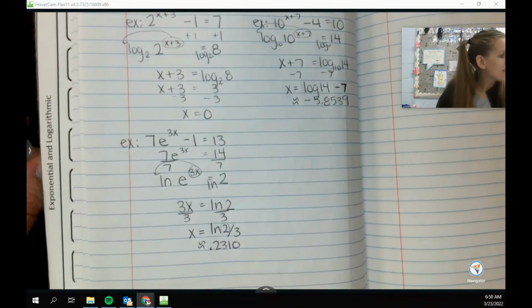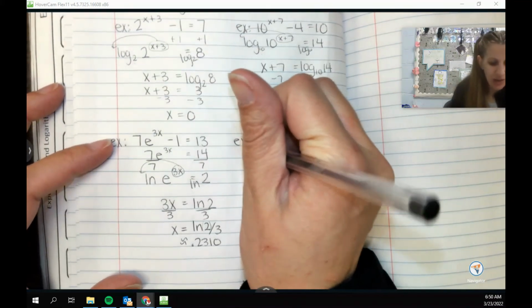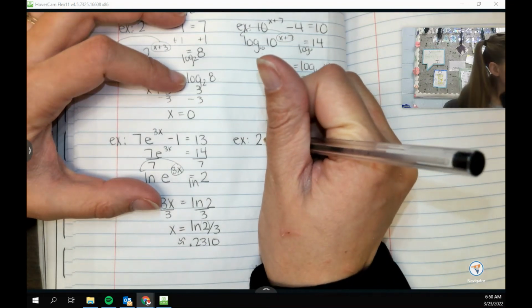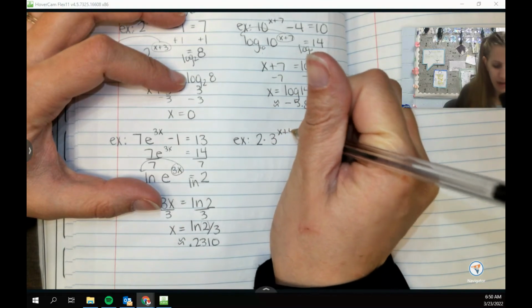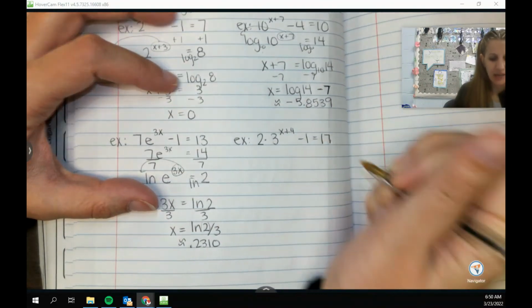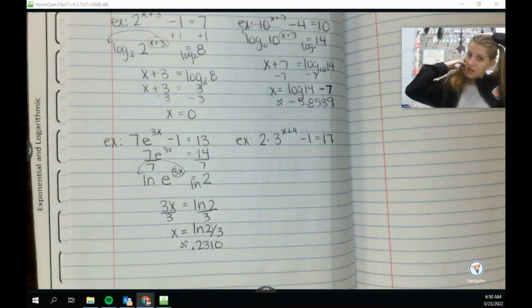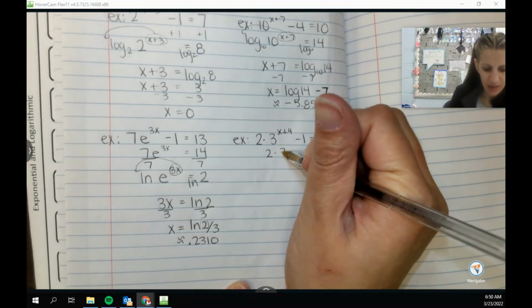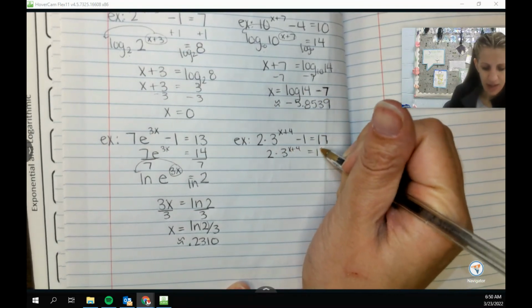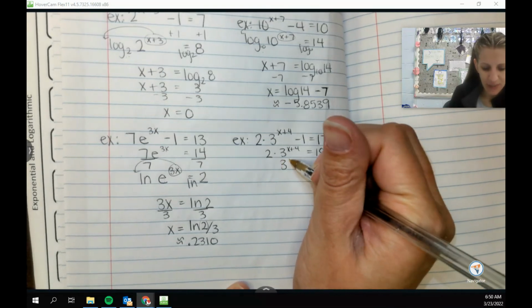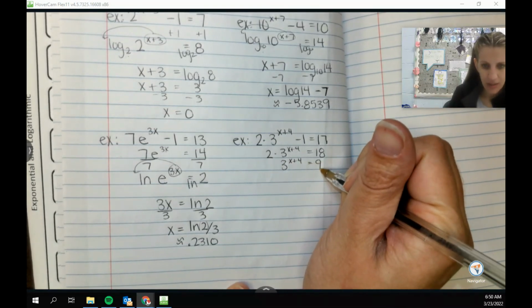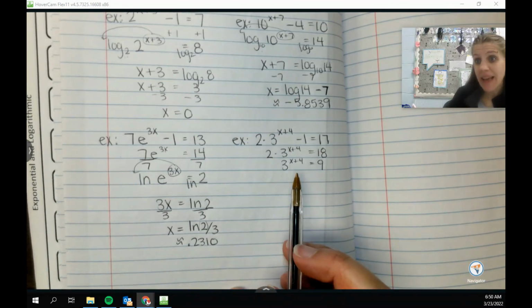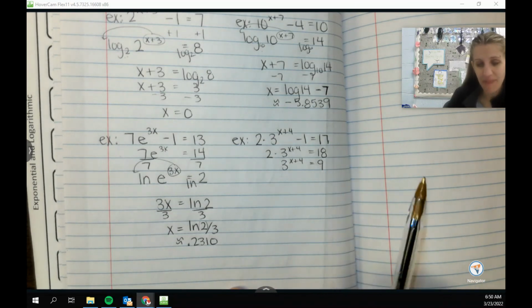Okay, let's try one more like this, and then we'll try some logarithms. So let's say we had 2 times 3 to the x plus 4 minus 1 equals 17. Okay, so we need to get our exponent all by itself, so we'd add the 1. And then we divide by 2. And here's where I would take the log base of both sides. But if I'm very clever about things, I might not have to.